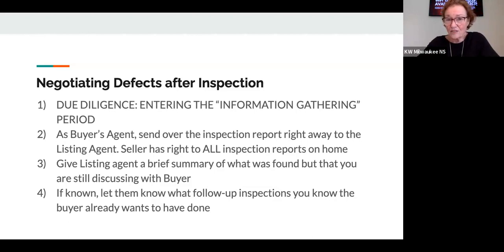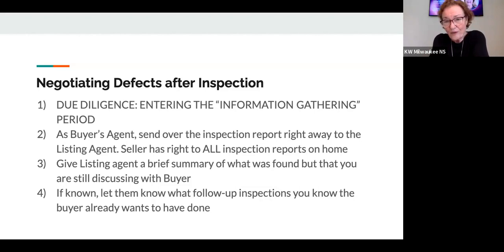As a buyer's agent, send over the inspection report right away. I can't tell you how many times we hear about the buyer's agent holding on to the report until they send their notice or till they send their amendment. No. You send it before the amendment, before anything else, you send that inspection report right away. It says that they make timely delivery to the seller. It becomes the seller's property.